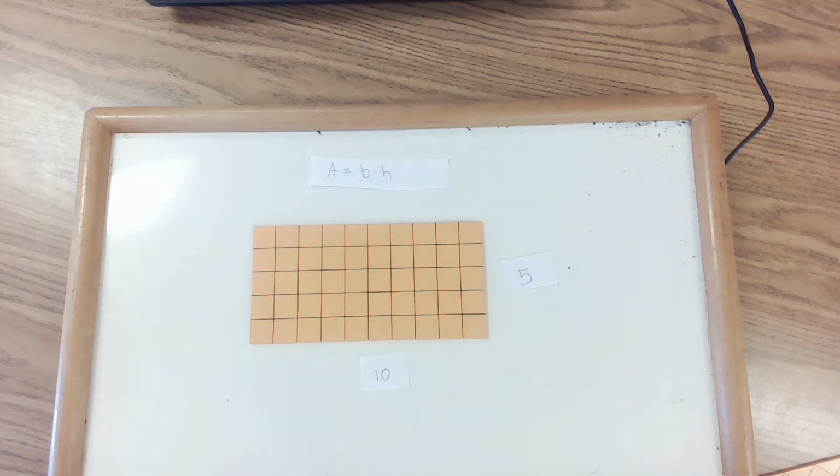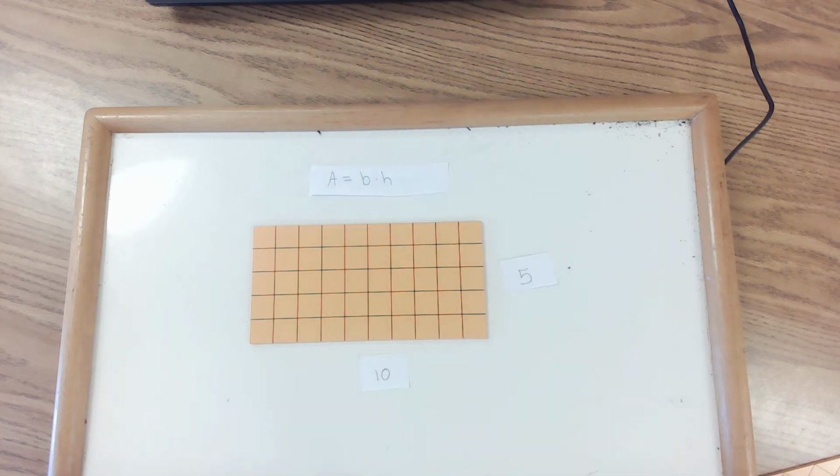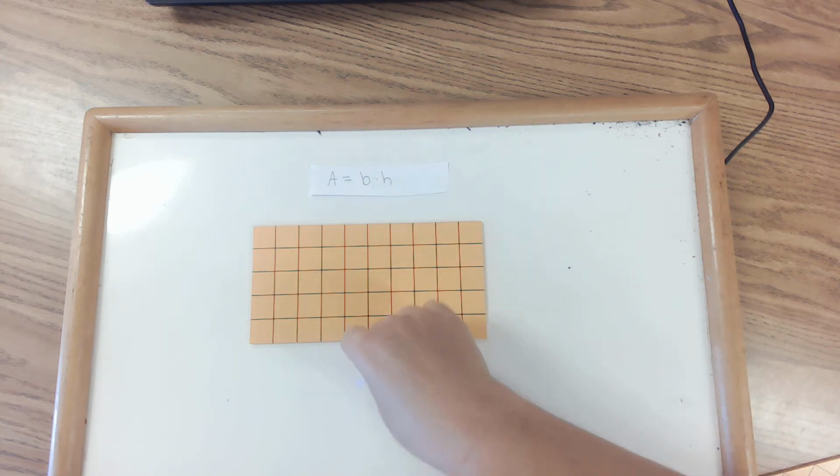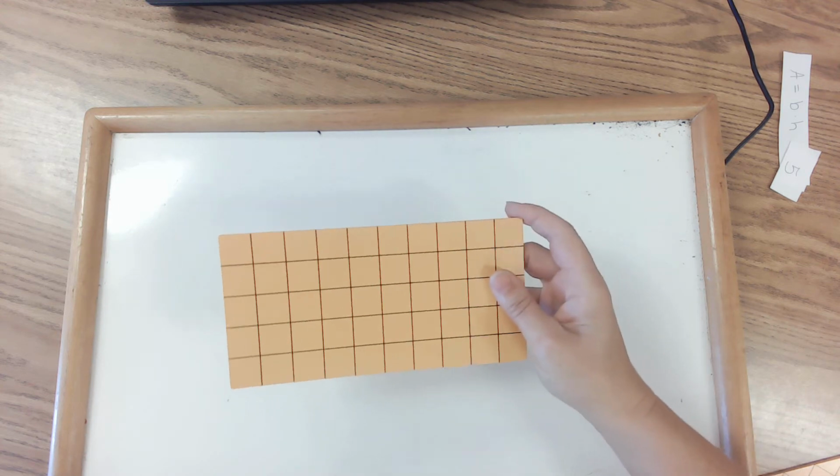But people realized it was much, much faster to multiply the base times the height. 10 times 5 is 50. And this is the formula for the area of any rectangle at all. Area equals base times height. Work that you can do on your own with this is you can draw and label rectangles of your own. You can also measure rectangles in your house and record the formula.